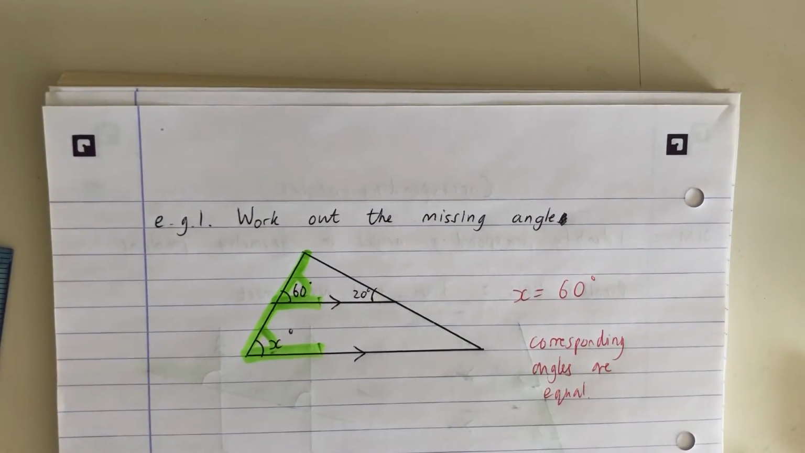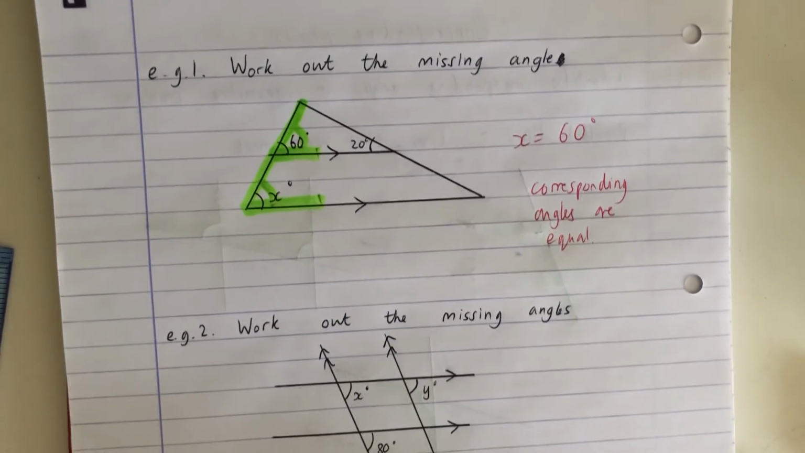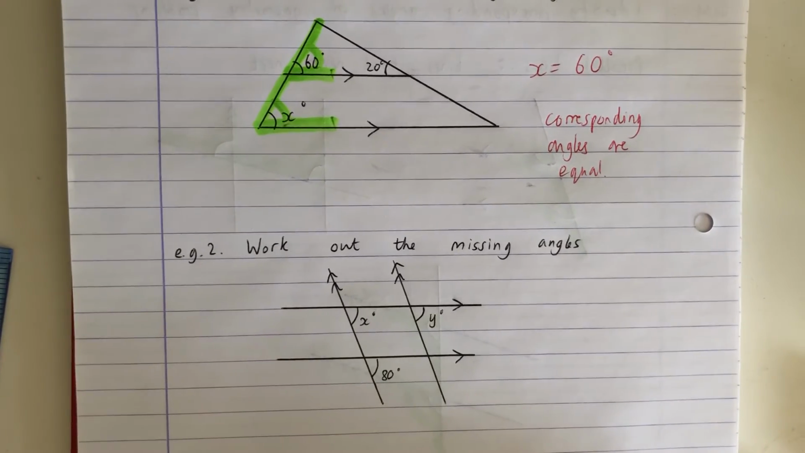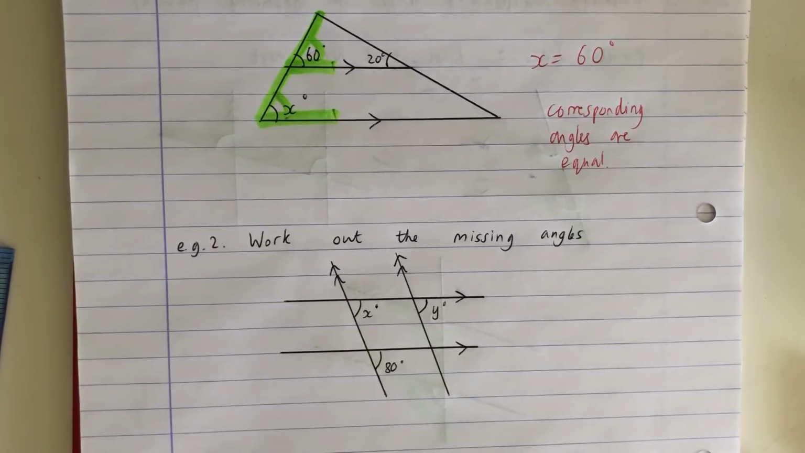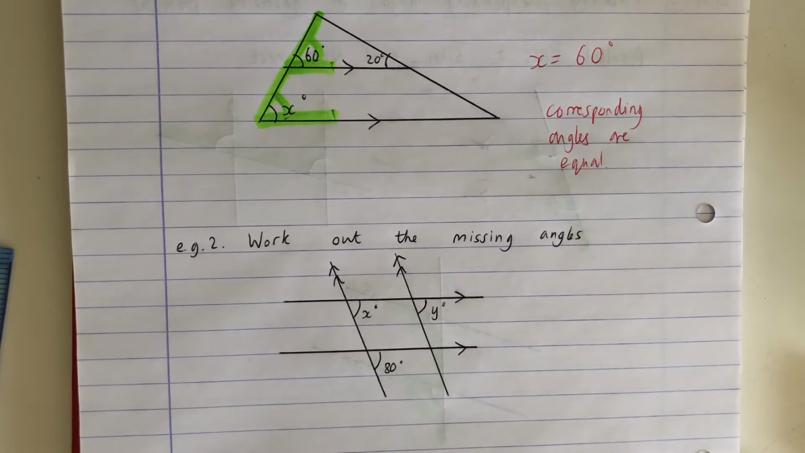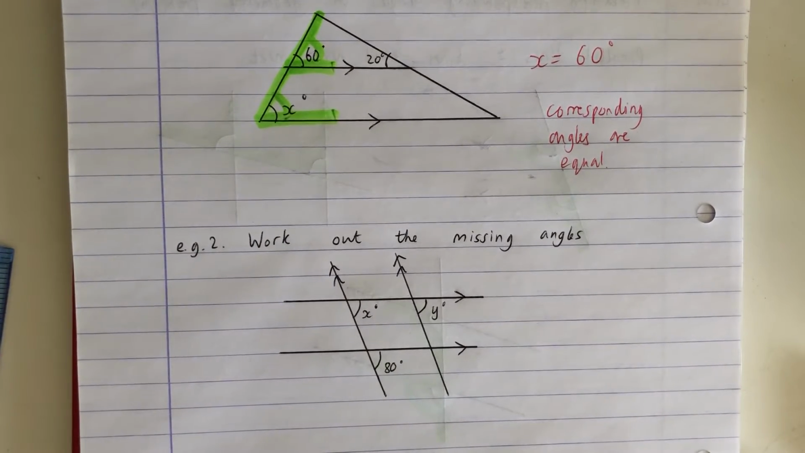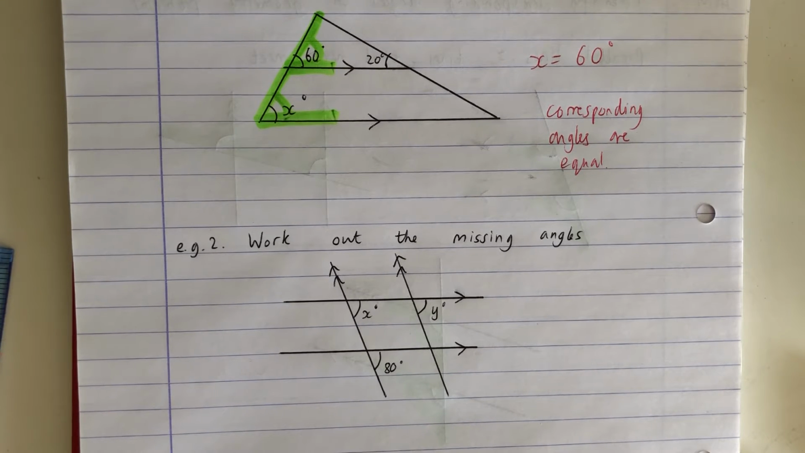Okay, e.g. number 2. A little bit more of a complicated diagram, and this time there's two angles to work out, X and Y. Now you should know it's good technique to work them out in alphabetical order. So work out X first, and again we are looking for today's lesson, F angles.